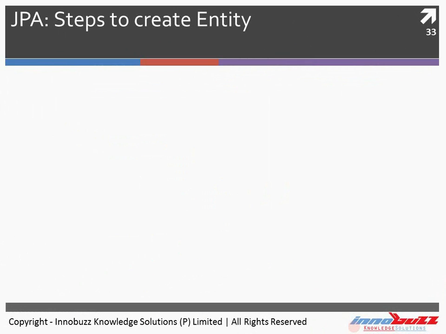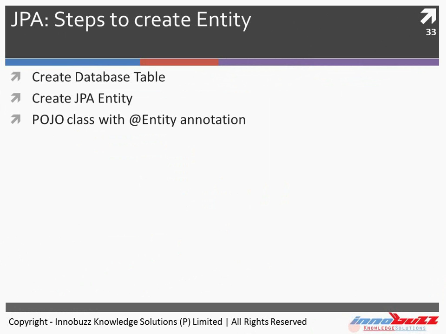So we have the steps to create an entity. First, you have to have a database table. After that, create a JPA entity, which is a Java Persistence API entity, which is nothing but a Java class, a plain old Java object. It is annotated with the entity annotation. We do require a persistence.xml file to be placed inside the META-INF folder, which, as told earlier, is required for the database information.